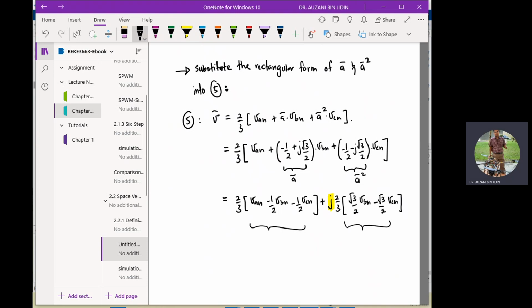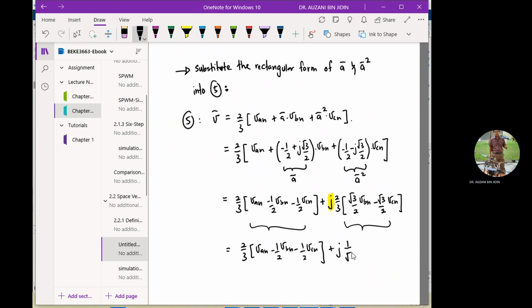So then maybe you can try to simplify further this equation first. So yeah, 2/3 of Van. So actually for the second term plus j, you can factorize it. Root 3 divided by 2, put outside the bracket, then try to reduce so that you can obtain the equation as VBN minus VCN.